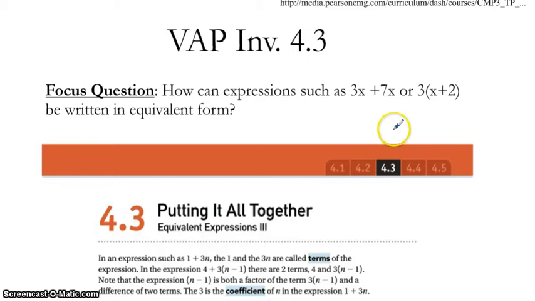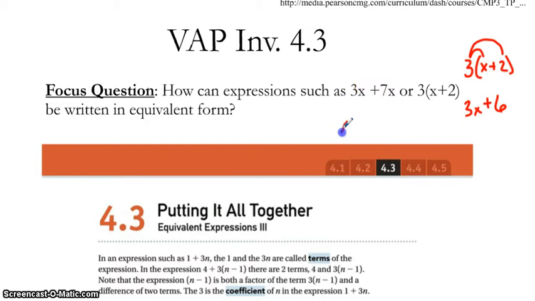And we call it the distributive property because in a situation where we have 3 times the quantity of x plus 2, we would distribute the 3 to the x and to the 2 and get the expression of 3x plus 6.